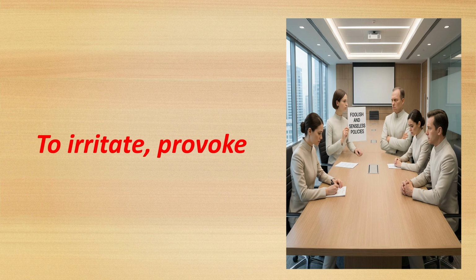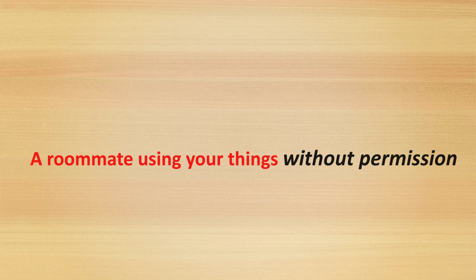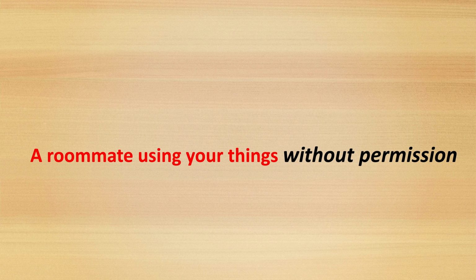In this illustration, you can see an employee is calling the company policies foolish and senseless. It is not just criticism. He is clearly antagonizing the boss, and the boss seems angry. It is not accidental, rather, it is often deliberate, repetitive. For example, a roommate who continues to use your things without your permission, even when you have asked them to stop. Such a behavior would antagonize anyone.